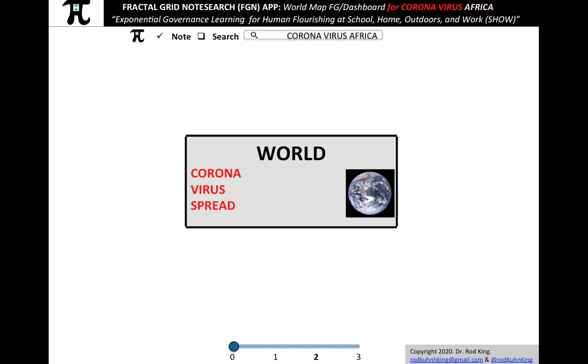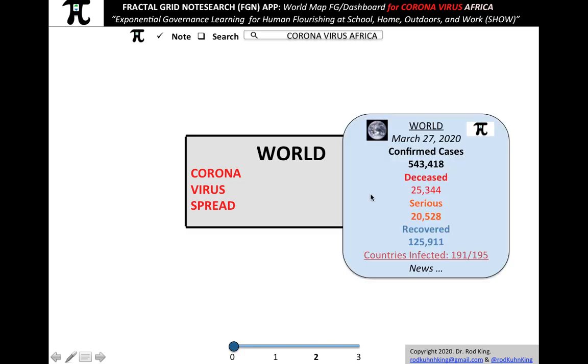And to have a final look as to what's happening at a global level, you can click on the Earth, and then you can see that at the world level, there are 543,418 cases, 25,344 people have died, and 20,528 people are seriously ill. 125,911 are infected, and so far 191 countries are dealing with this serious problem of the coronavirus.